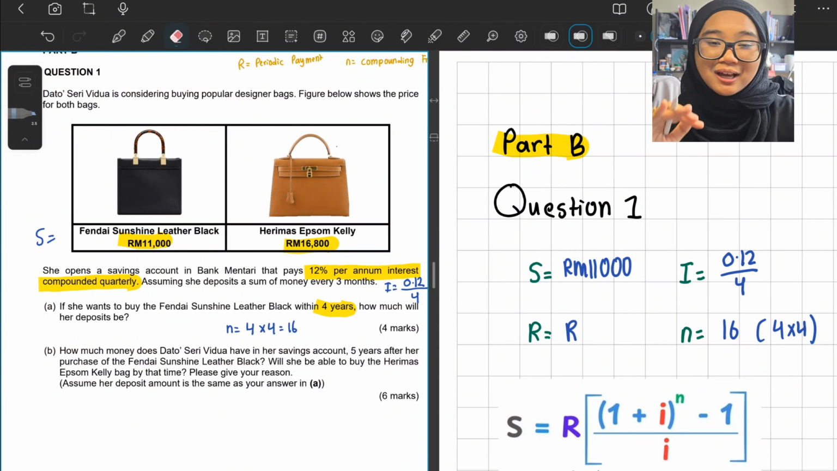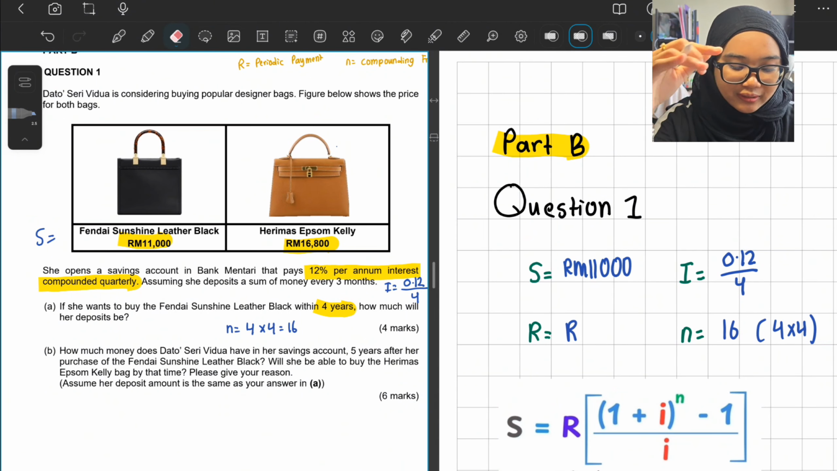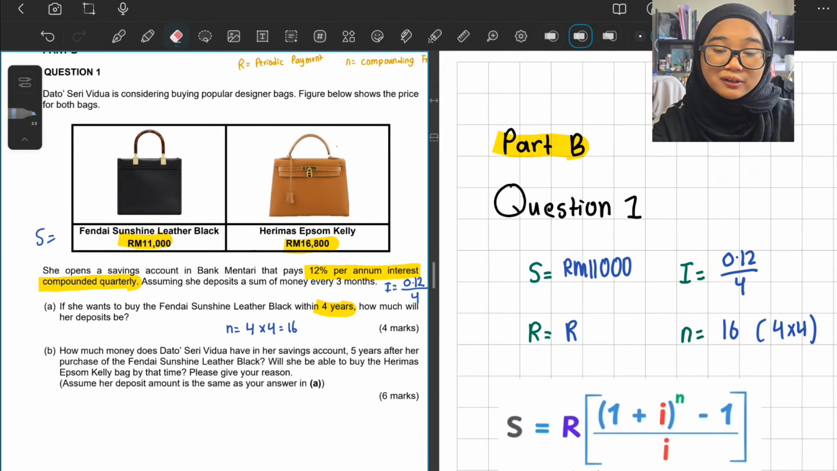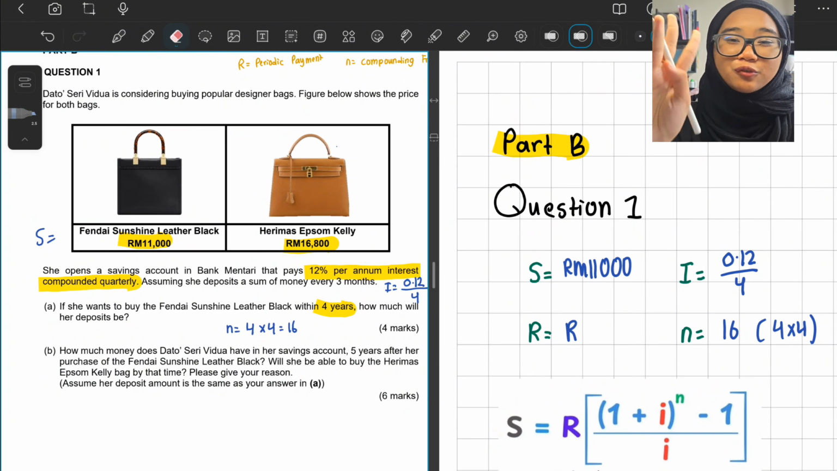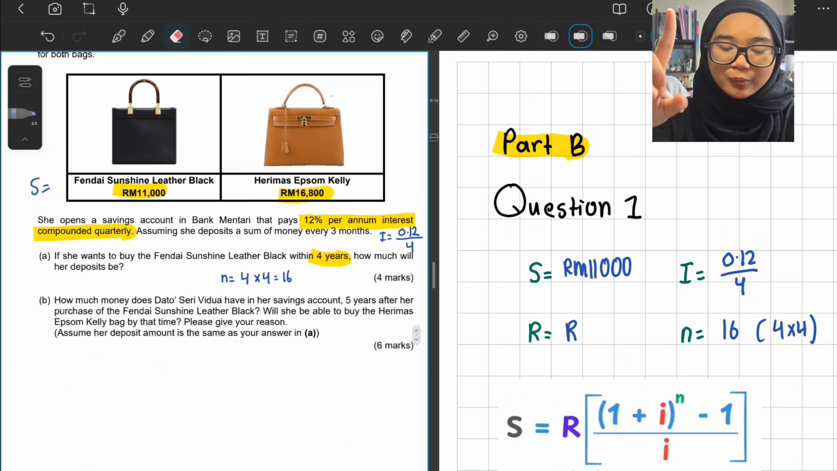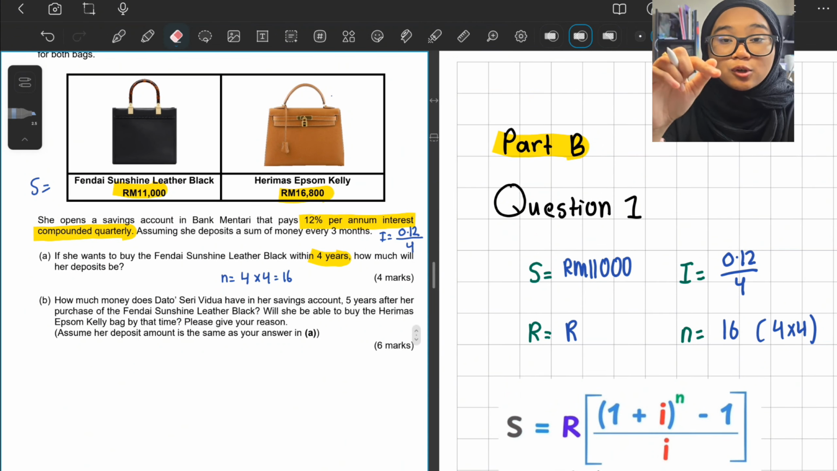So from this question and statement, we can get S, which is the Van Dyke Sunshine Leather Bag 11,000 and Hermes Amsen Kelly for 16,800. Then we can get the I, which is 12% per annum interest compounded quarterly. We know compounded quarterly is equal to 4. So for the I, we need to change the percent into decimal, which is 0.12, over 4.